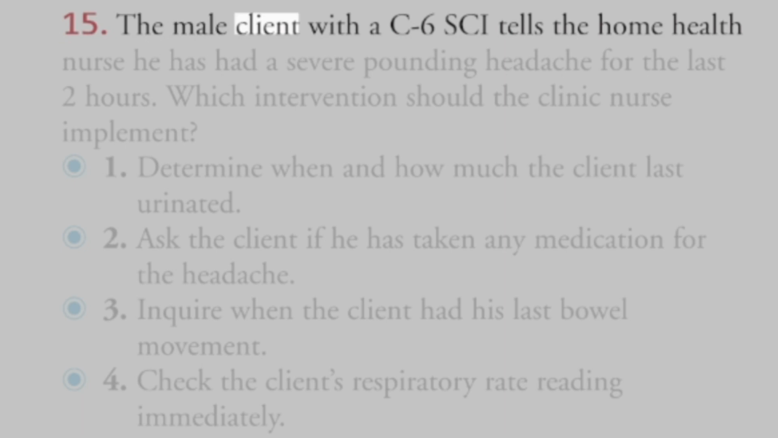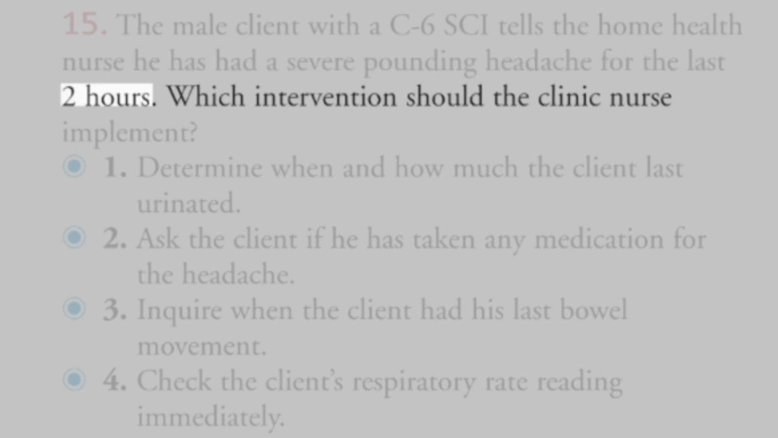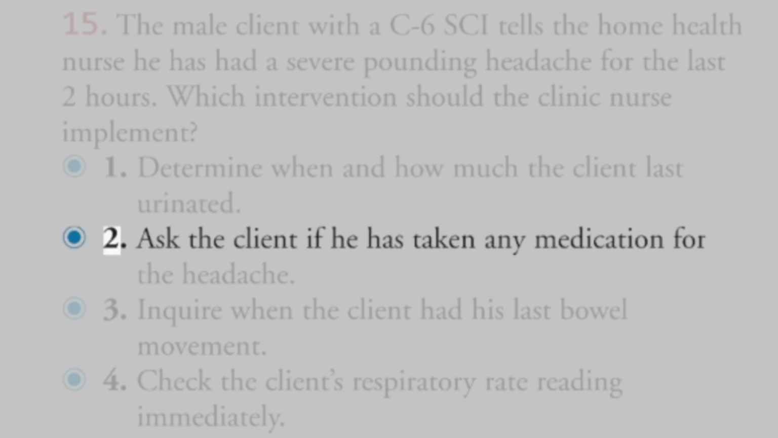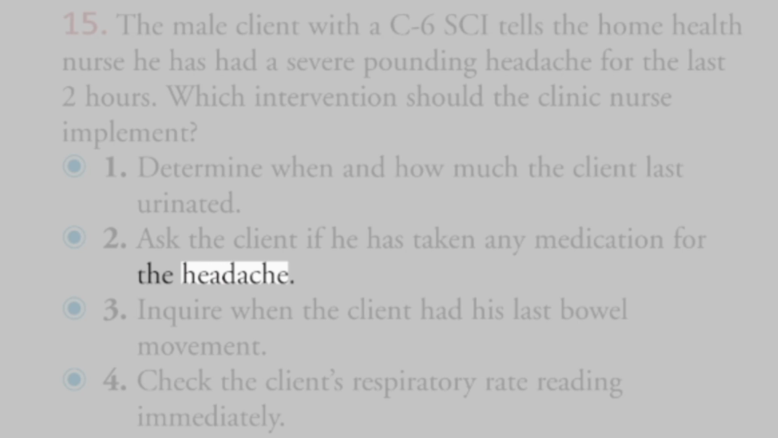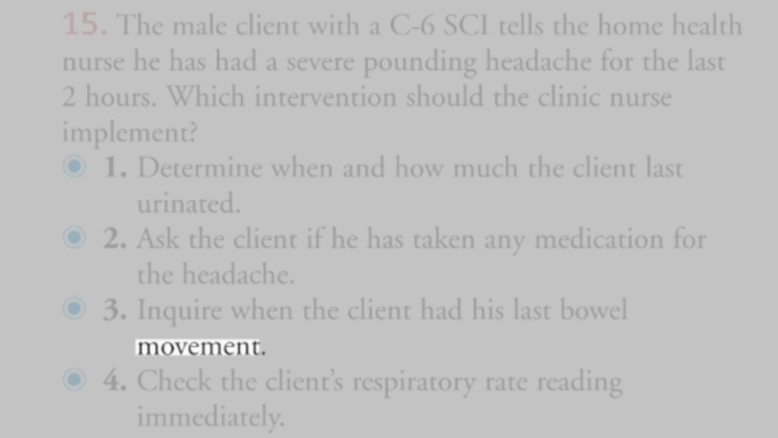15. The male client with a C6 SCI tells the home health nurse he has had a severe pounding headache for the last 2 hours. Which intervention should the nurse implement? 1. Determine when and how much the client last urinated. 2. Ask the client if he has taken any medication for the headache. 3. Inquire when the client had his last bowel movement. 4. Check the client's respiratory rate immediately.